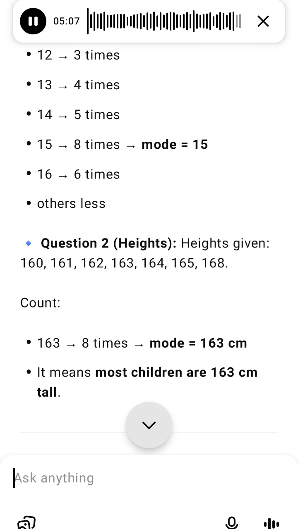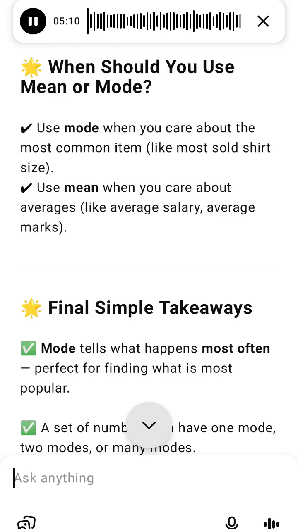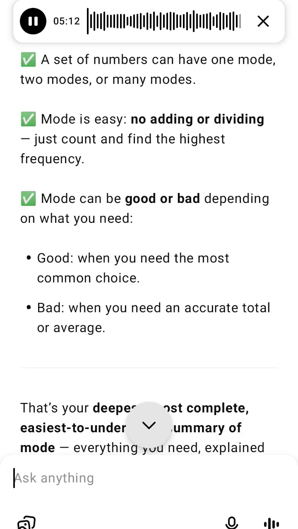That's your deepest, most complete, easiest to understand summary of mode. Everything you need, explained in the simplest way possible. Would you like me to help with more examples, or do you want to try a quiz on this?